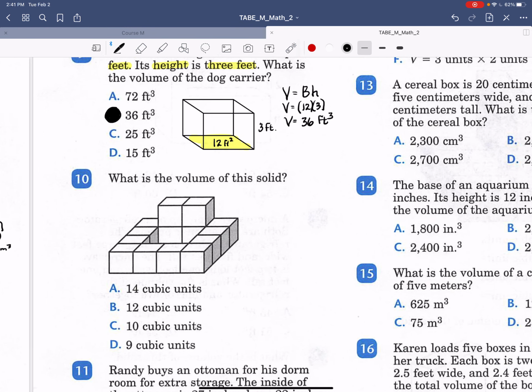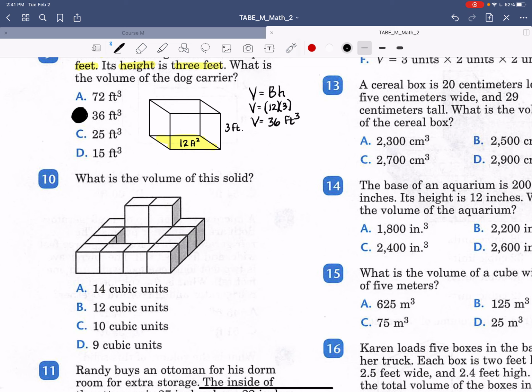Be careful with this one. What is the volume of this solid? So I'm going to take on that top layer, I see 2 of them.